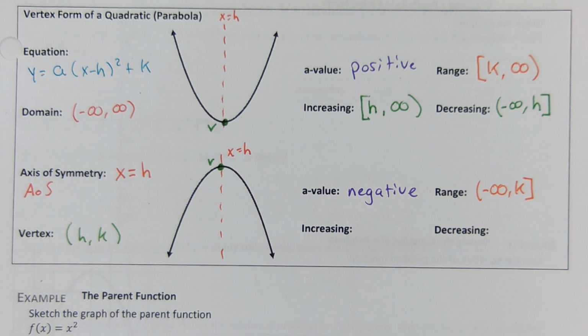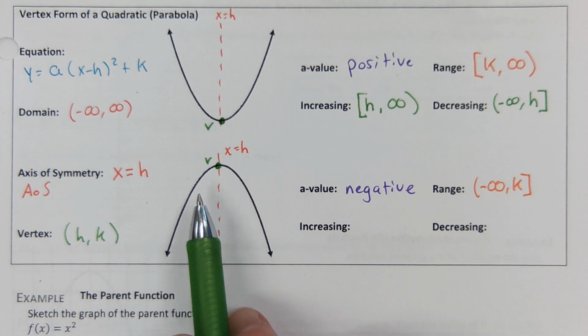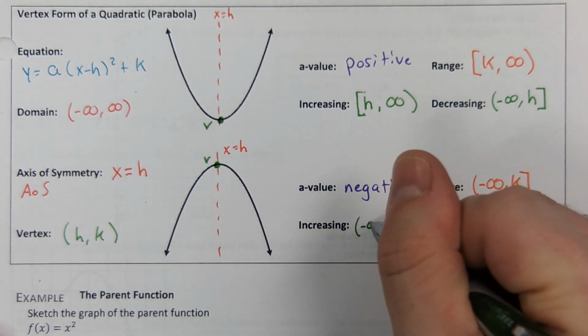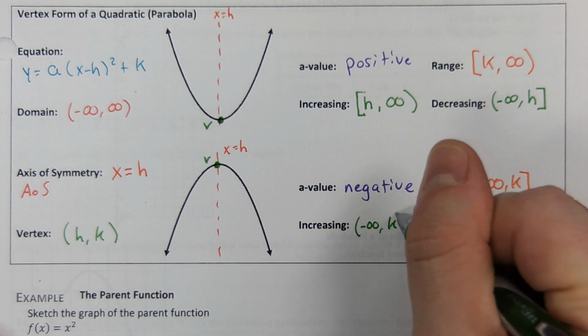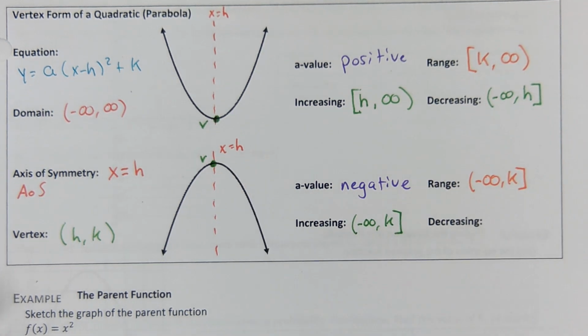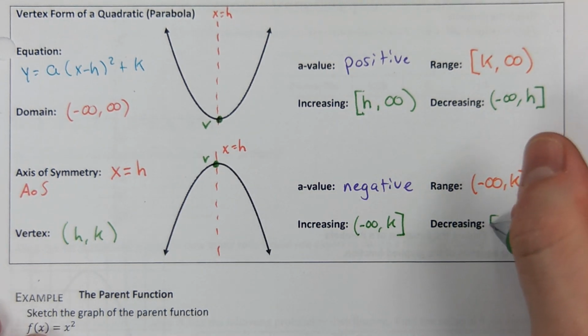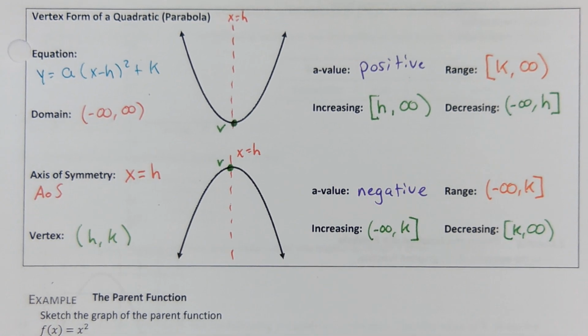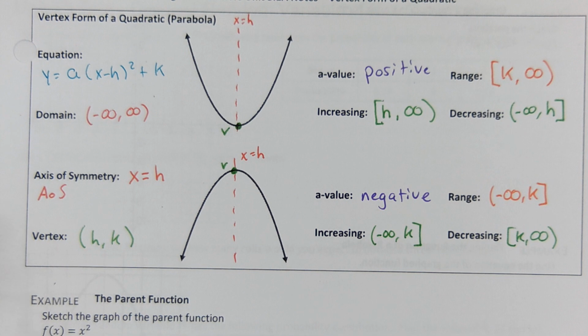For the downwards facing graph, it's the exact same two intervals, it's just that they've switched places. Because now the left side is my increasing side. And the right side, that's our decreasing side. So from the vertex and forever to the right, like that. That should be relatively easy.